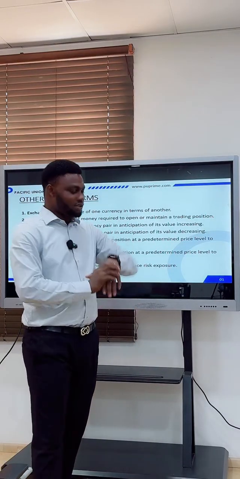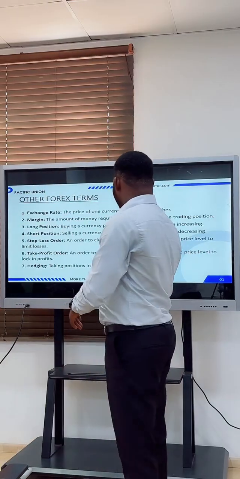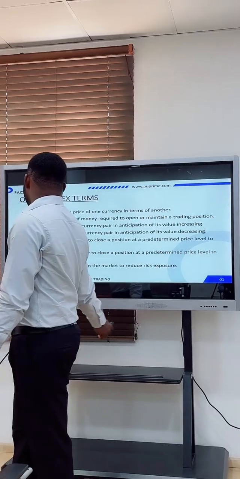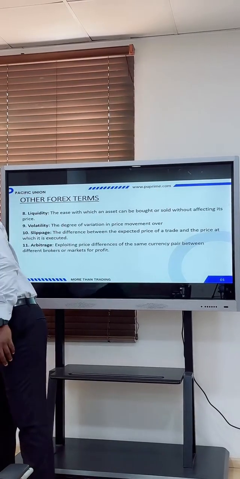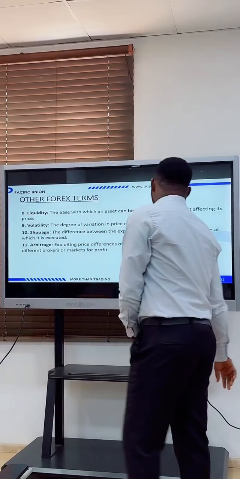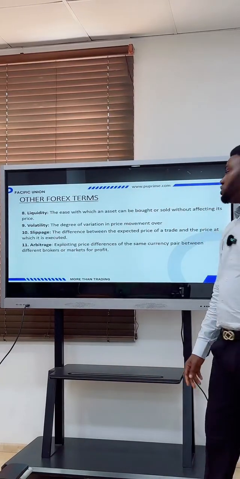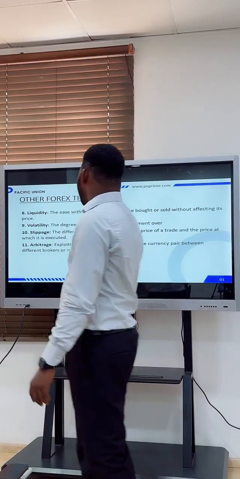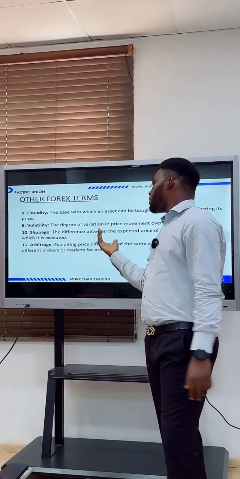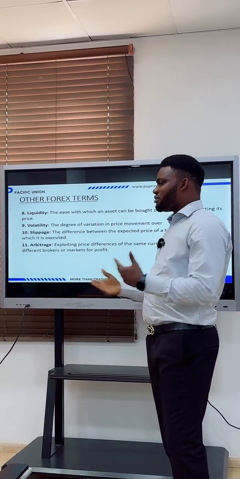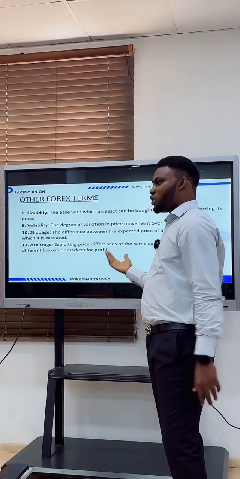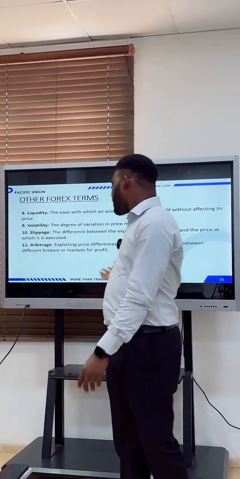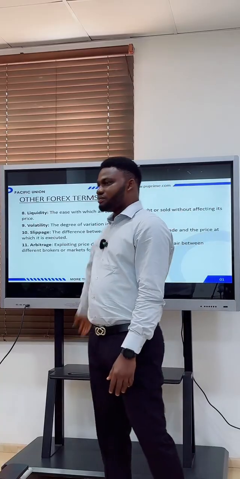Now, for those who are online, did you explain arbitrage? I explained arbitrage. It's exploiting the differences of the same currency pair between different brokers to make profit. But this one is usually done by AI. And of course, it's also not really advisable because it can go the other way. It can backfire.